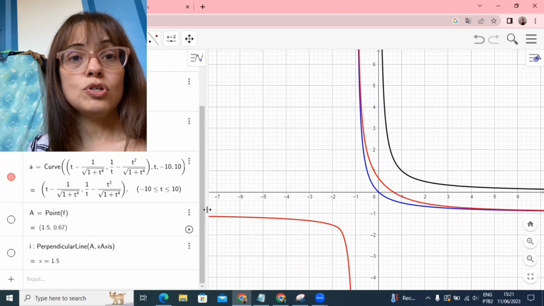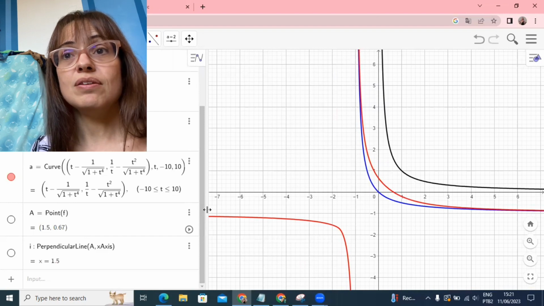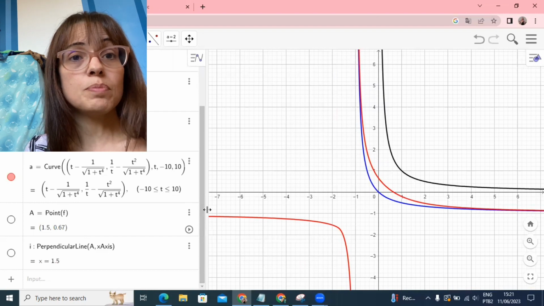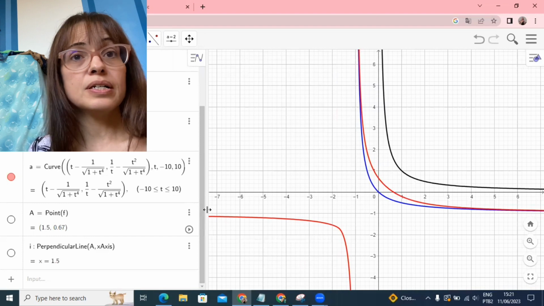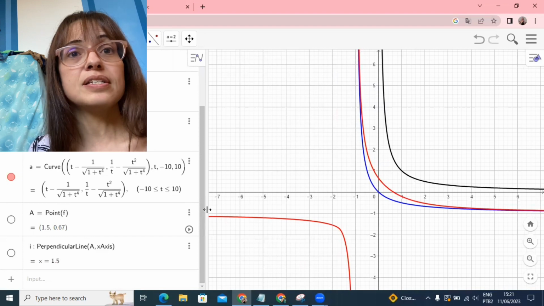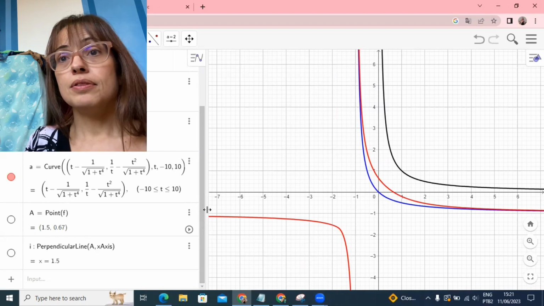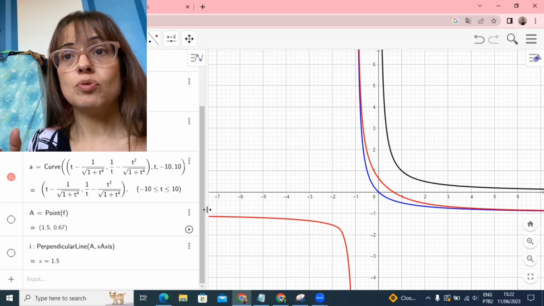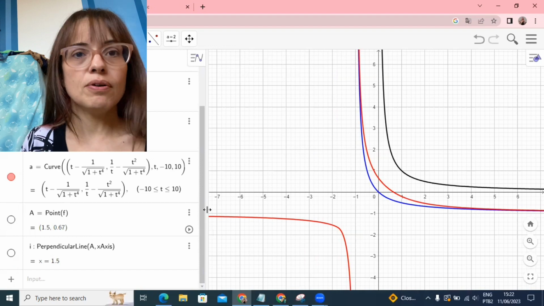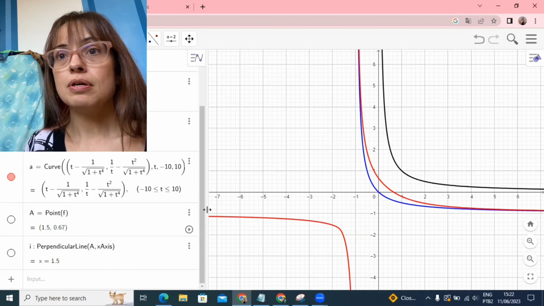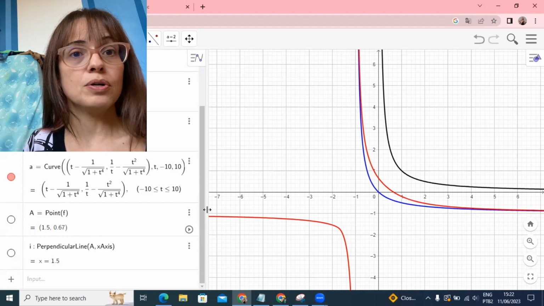And an interesting thing to point out here is that even though this has to be given as a parametric curve, because I can't isolate x in terms of t, the picture that I am looking at, the red curve, is still a function. It's a function because it passes the vertical line test.